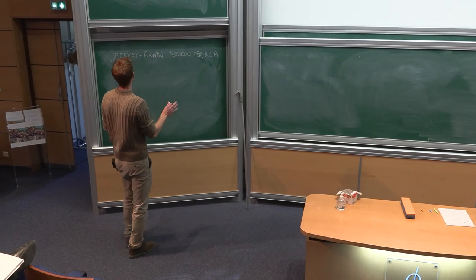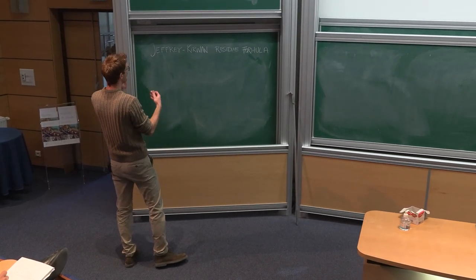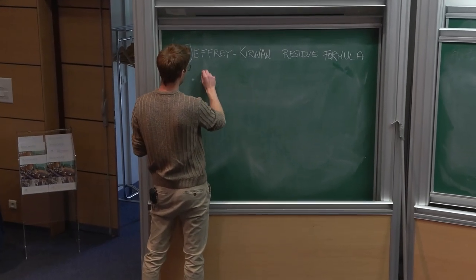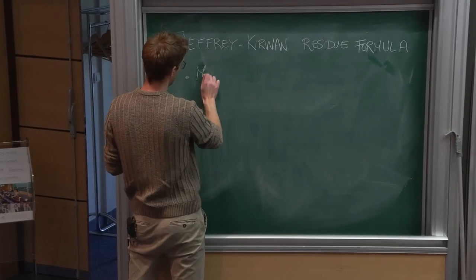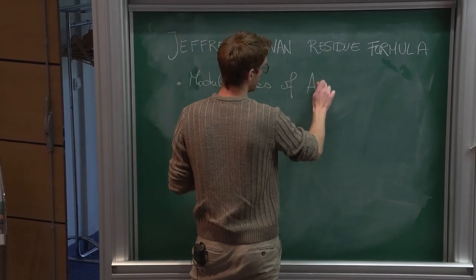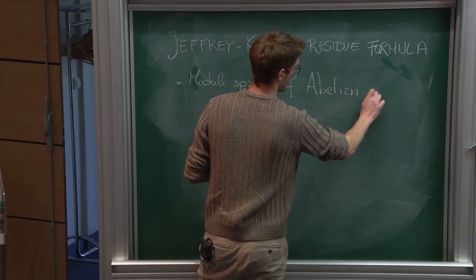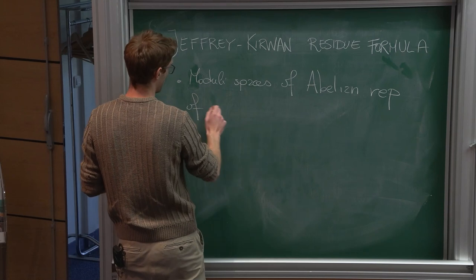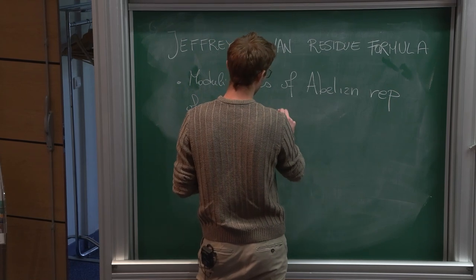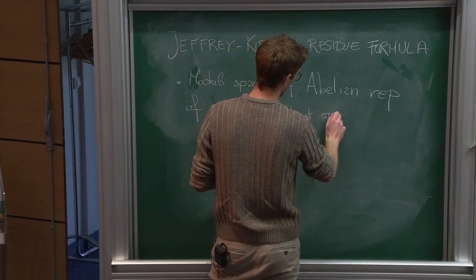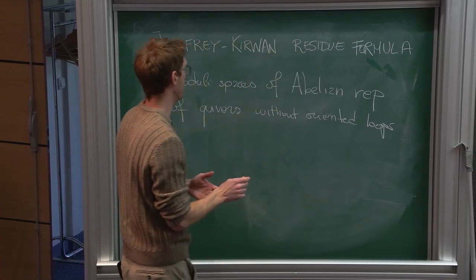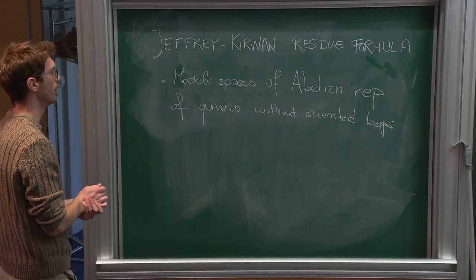Today I will talk about a very simple thing. So we will work in very simple contexts. We will work with abelian moduli spaces of abelian representations of quivers. And we ask the quiver to have no oriented loops. This is really the simplest case in which you can work in this theory.